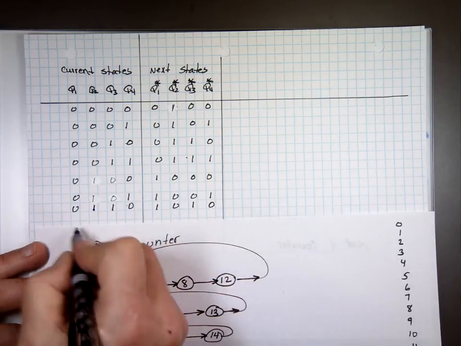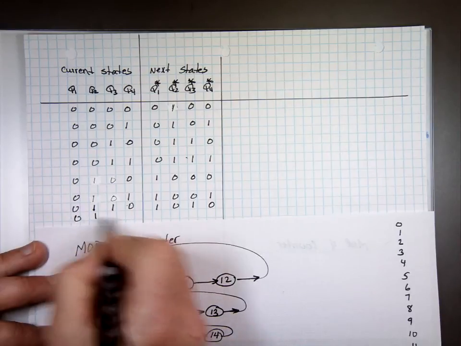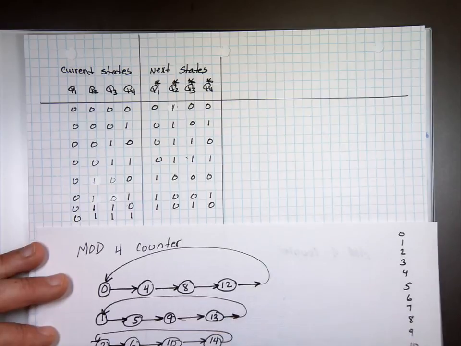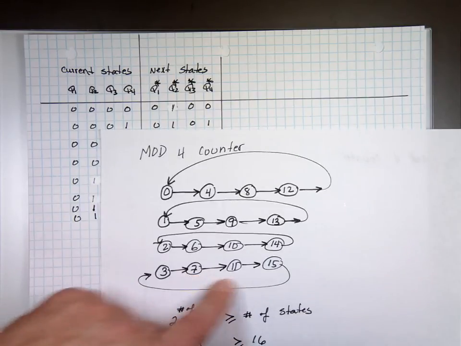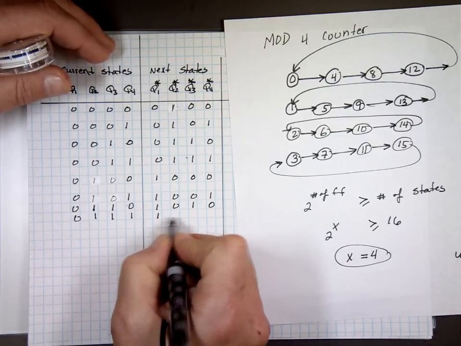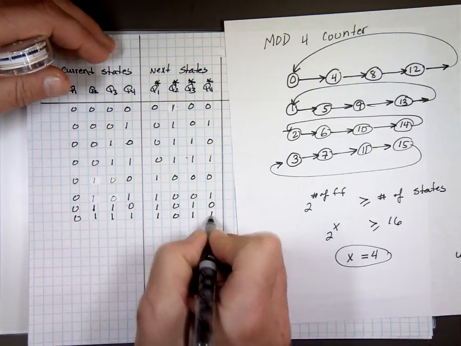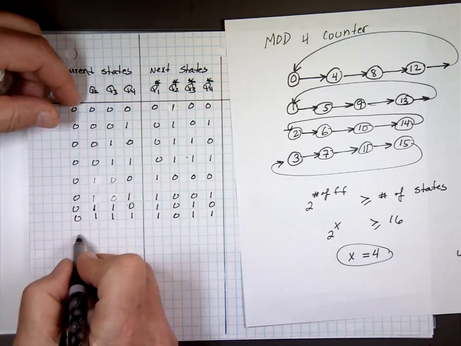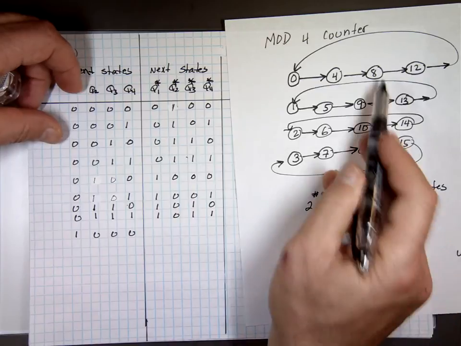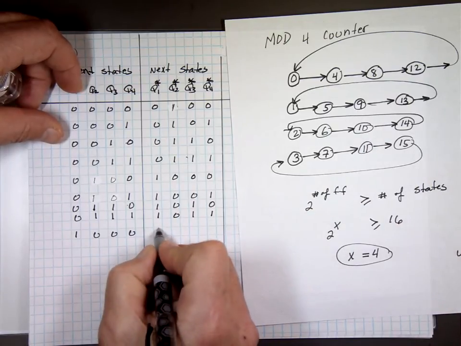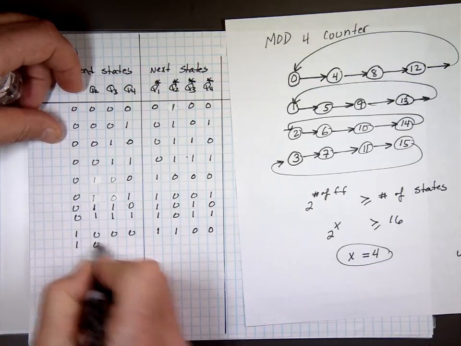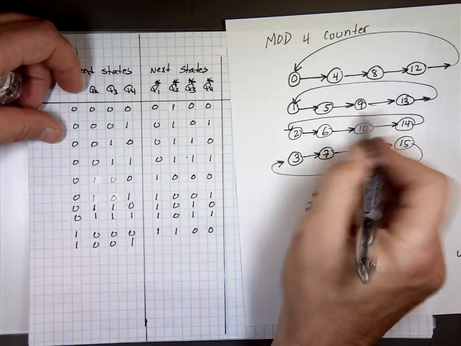If I'm at 7, 0, 1, 1, 1, that's 7. The next one is what? 11? 11, which is 8, and 3 is 11. Now the next one is 1, 0, 0, 0. That's 8. 8 will take me to 12. 8 and 4 is 12. The next one is 1, 0, 0, 1. 9. 9 takes me to 13.